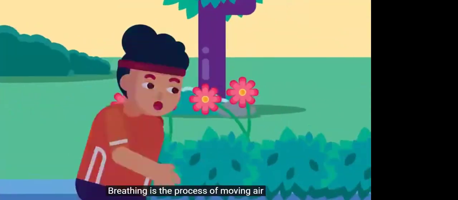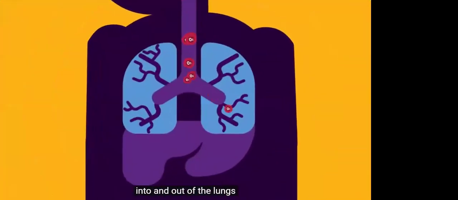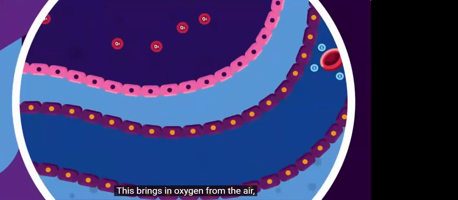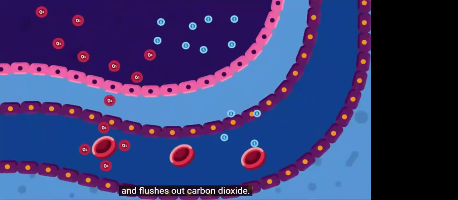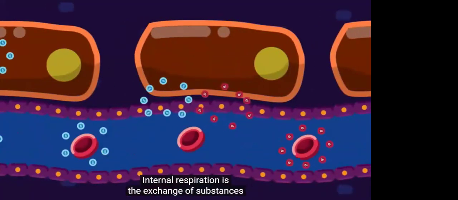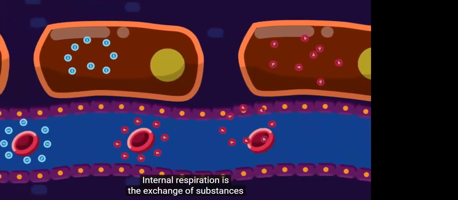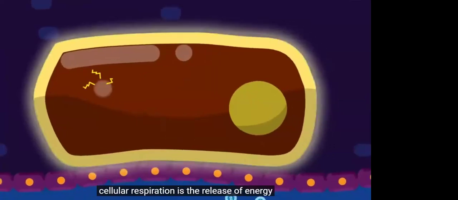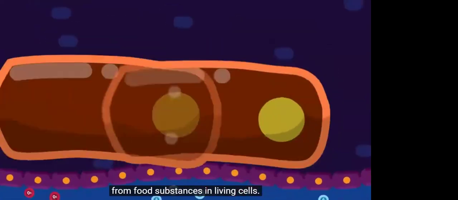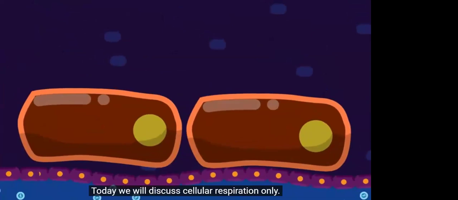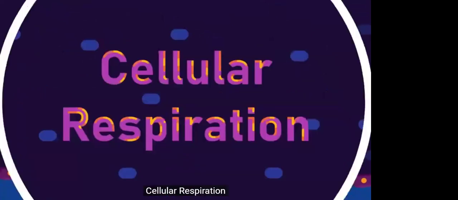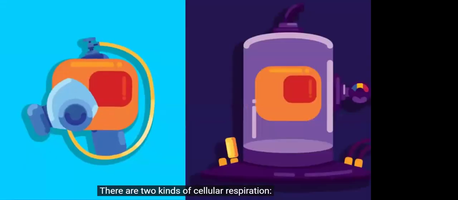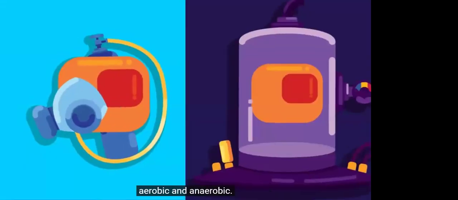Breathing is the process of moving air into and out of the lungs to facilitate gas exchange with the internal environment. This brings in oxygen from the air and flushes out carbon dioxide. Internal respiration is the exchange of substances between blood and cells, whereas cellular respiration is the release of energy from food substances in living cells. Today, we will discuss cellular respiration only. There are 2 kinds of cellular respiration, aerobic and anaerobic.